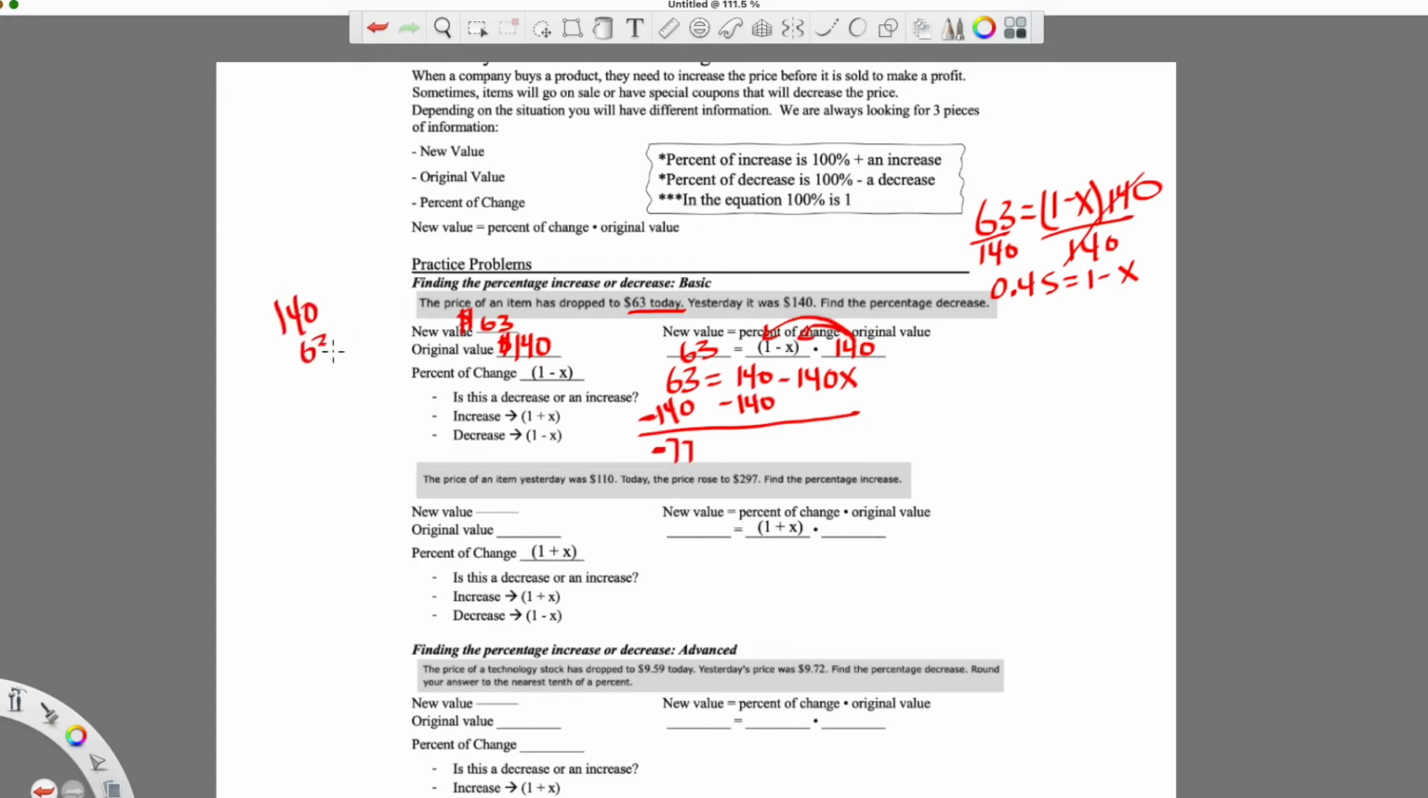So I can just write this and go, well, I have to borrow here. 10 minus 3 is 7. I'm going to have to borrow again here. 13 minus 6, that's another 7. So I get 77. But because 140 was more, it's negative 77. 140 minus 140 cancels. And then I get negative 140x.